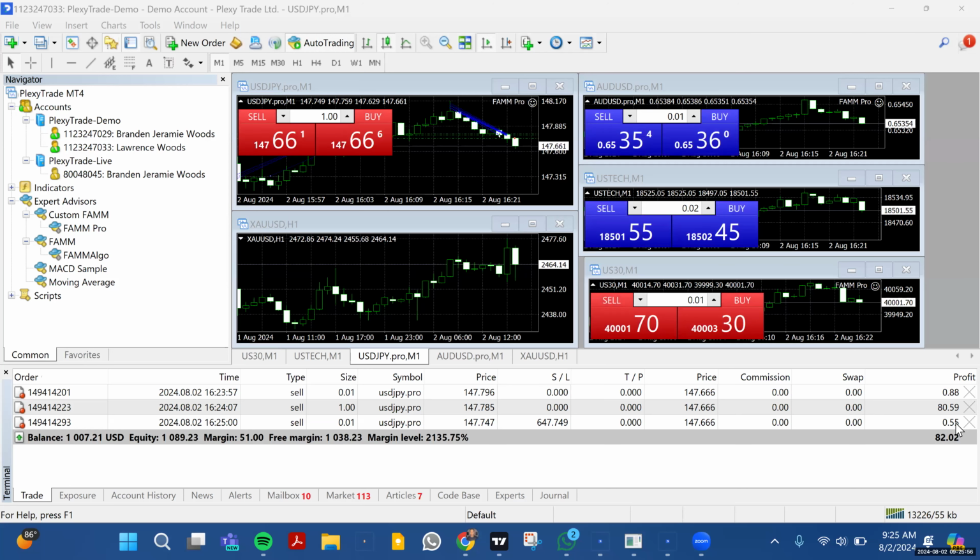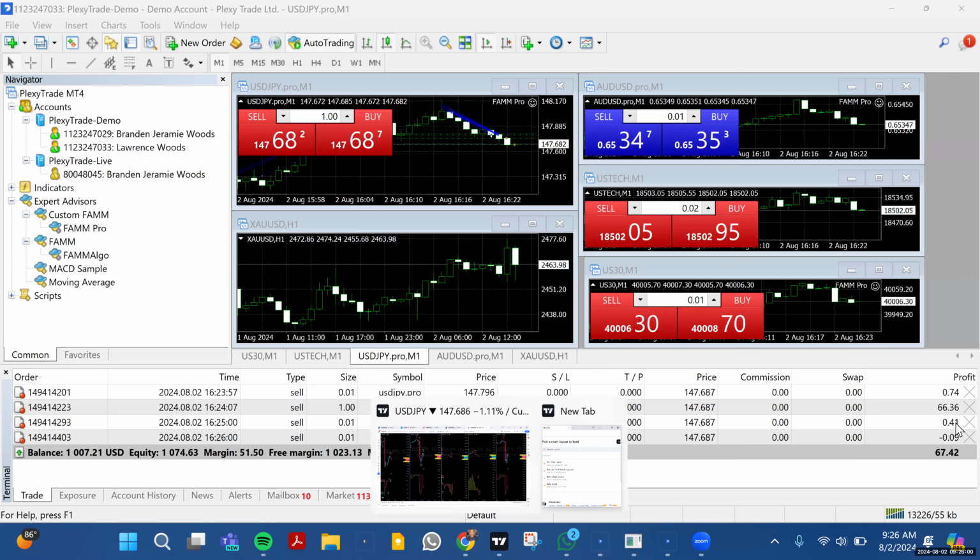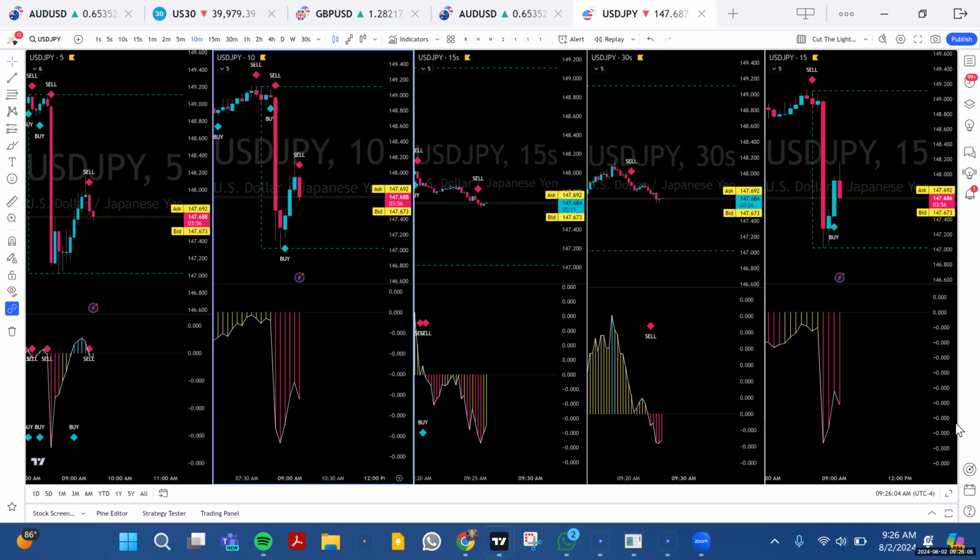Hey guys, so I'm actually going through and using the news cheat code right now. Right now we're on USD JPY. These sales just came off. You see the early ones definitely could have caught that entire impulse. That 15 went off beforehand.